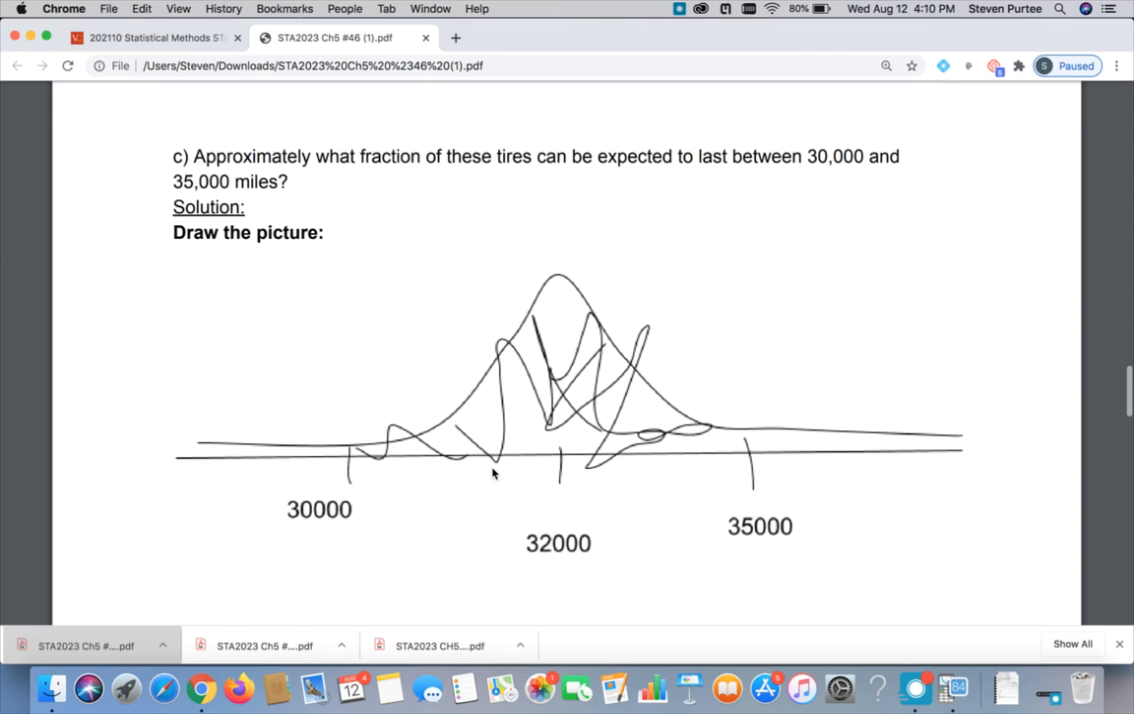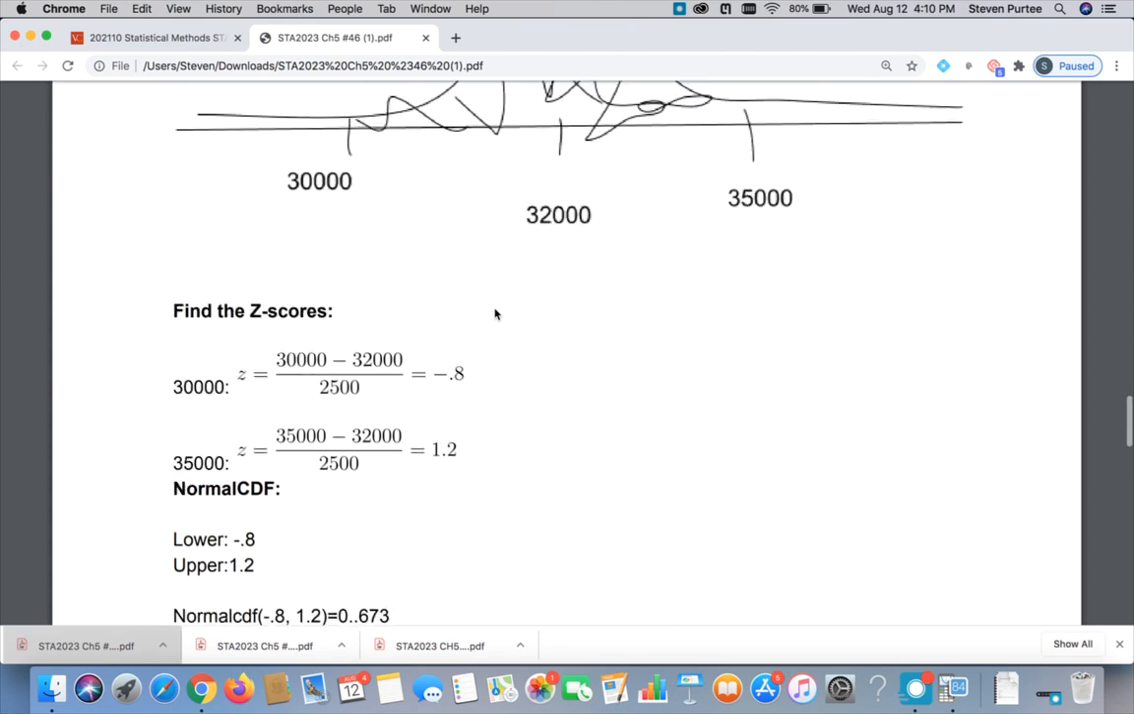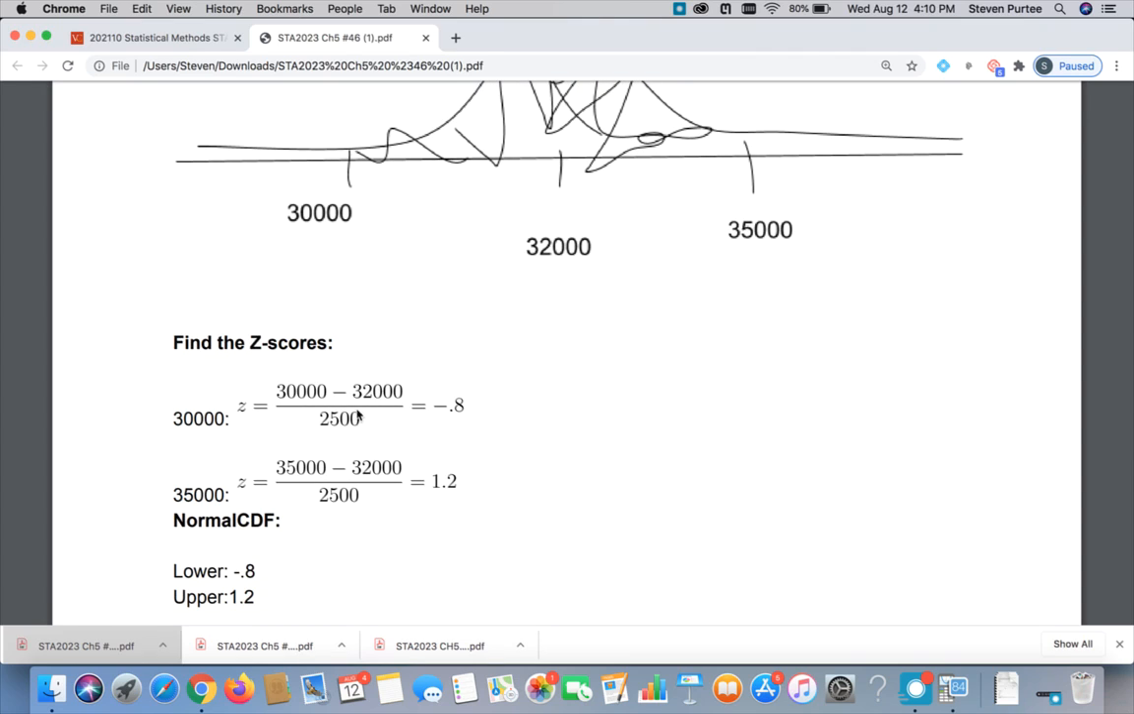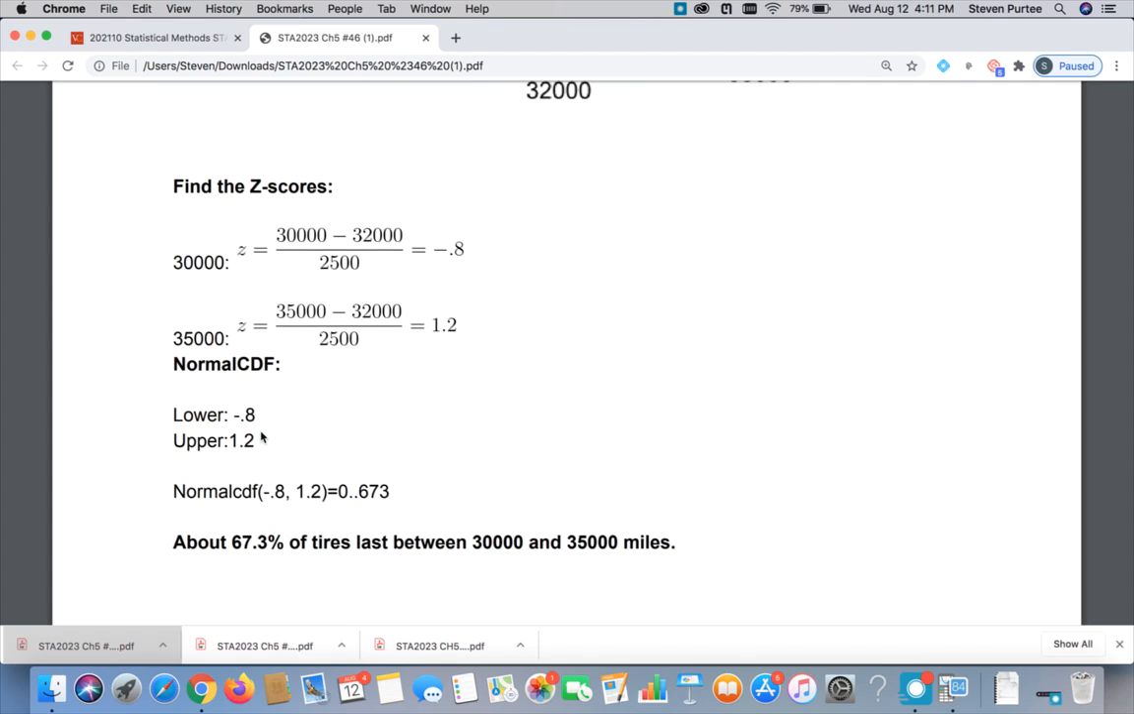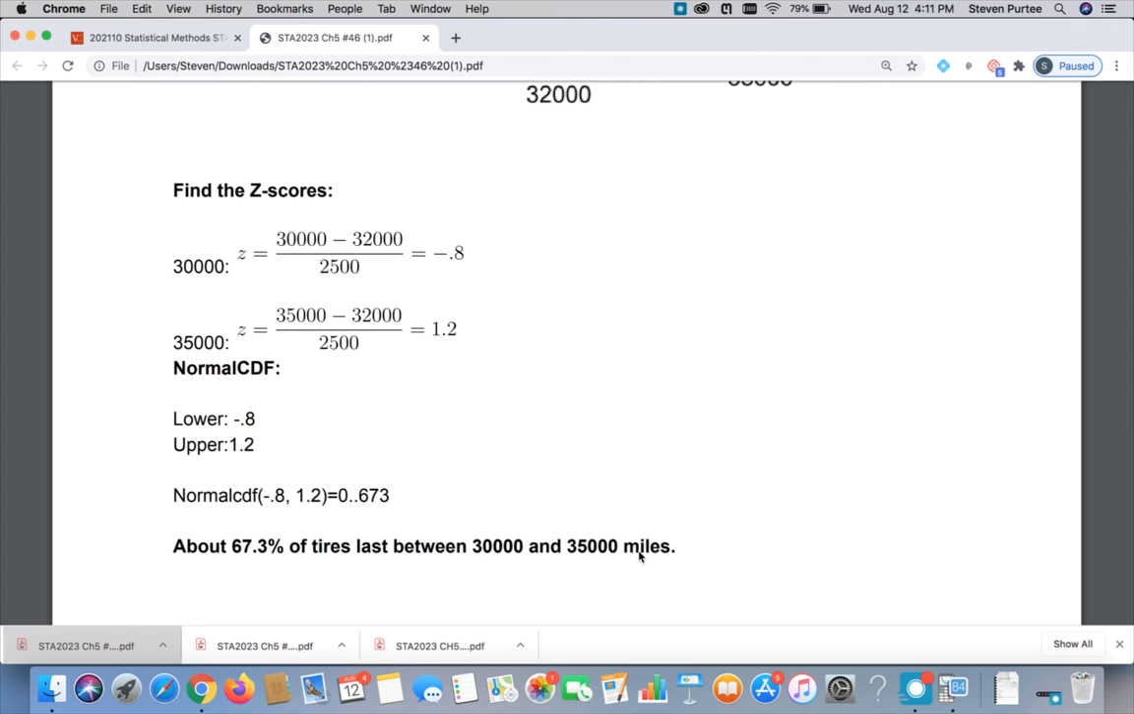Okay, now let's go between two values, between 30,000 and 35,000 miles. Draw the picture, it's a required step. Find both z-scores, the one you want minus the one in the middle over the standard deviation. Notice his z-score was negative, his was positive. He's below the mean, he's above. Normal CDF, smaller, larger. We get about 67% of tires last between those two values. Don't forget the units. Don't forget to write miles.